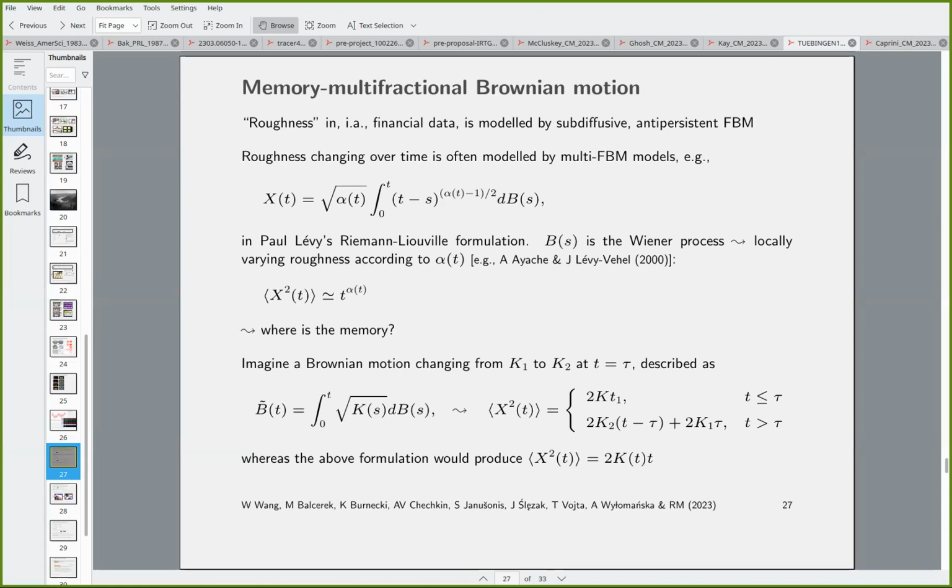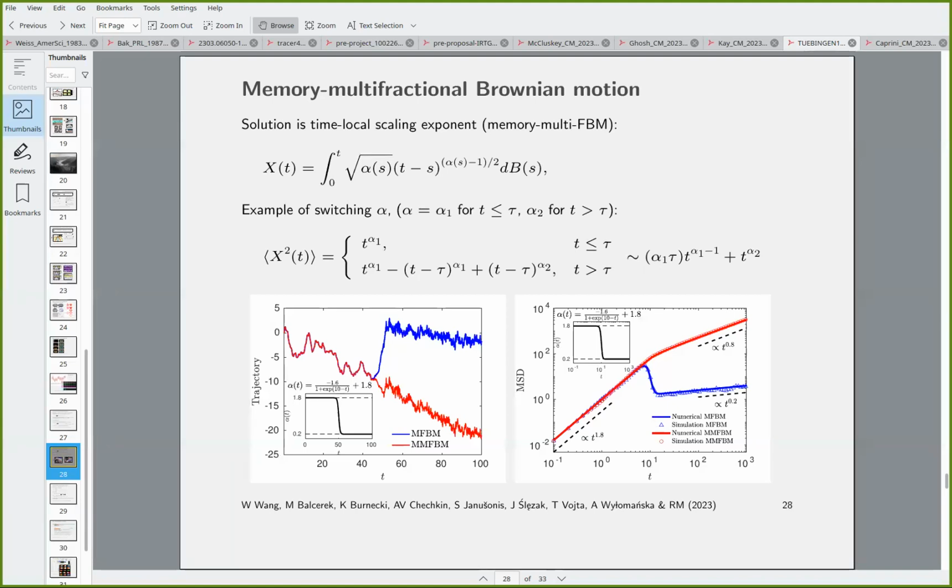And for instance, when I switch diffusivity, that's what I get. When I switch from one value to another, of course, I expect that I remember what was there before, how far the particle managed to go before. And this is now what I also want to introduce in what I call memory multifractional Brownian motion. Here it's no longer alpha of t, now it's alpha of s. And that has all kinds of beautiful properties.